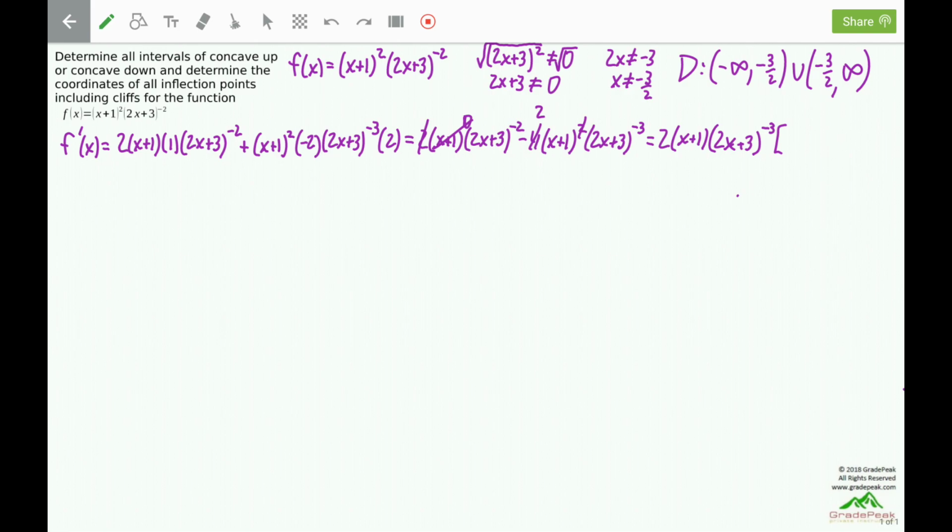Factoring out a 2x plus 3 to the negative 3, we'll be subtracting a negative 3, which is equivalent to adding a 3. If we add a 3 to this, it'll become a 1. If we add a 3 to this, it'll become a 0, and anything to the 0 is a 1. There's what we'll have left. A 2x plus 3 minus 2 times an x plus 1.